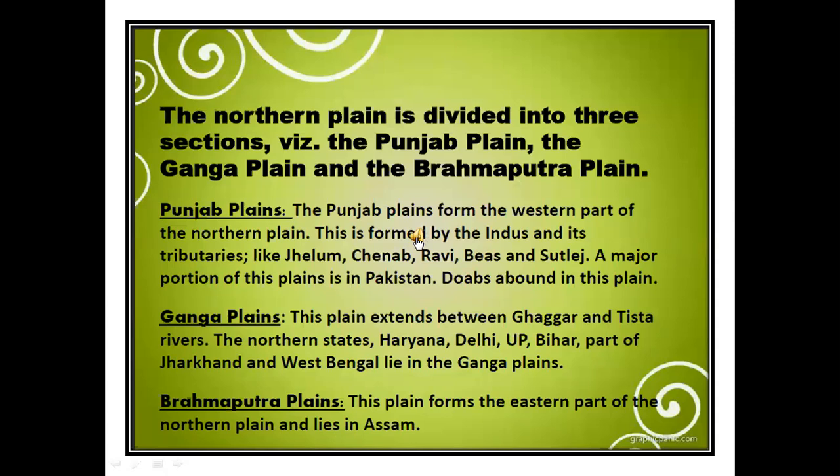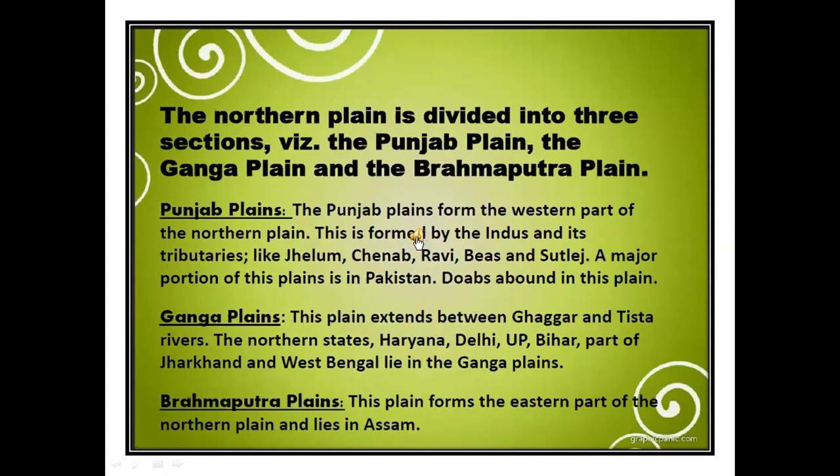The western part of the northern plain is referred to as the Punjab plains, formed by the Indus and its tributaries. The larger part of this plain lies in Pakistan. The Indus and its tributaries, the Jhelum, the Chenab, the Ravi, the Beas, and the Satluj originate in the Himalayas. This section of the plain is dominated by the Doab. What is Doab? A water-rich tract of land lying between two converging or confluent rivers.